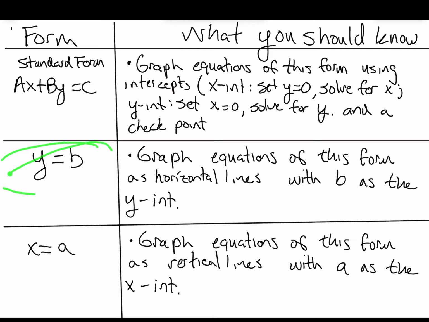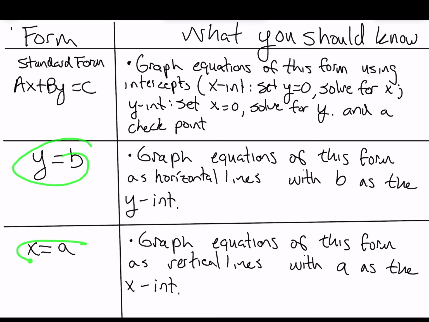And then you have the form y equals b. If you have an equation of the form y equals b, that's always going to be a horizontal line, and b is your y-intercept. So anytime you have y equals a number, it's a horizontal line, and whatever that number is your y-intercept. If you have an equation of the form x equals a, well, that's always a vertical line. A vertical line will have a as the x-intercept.